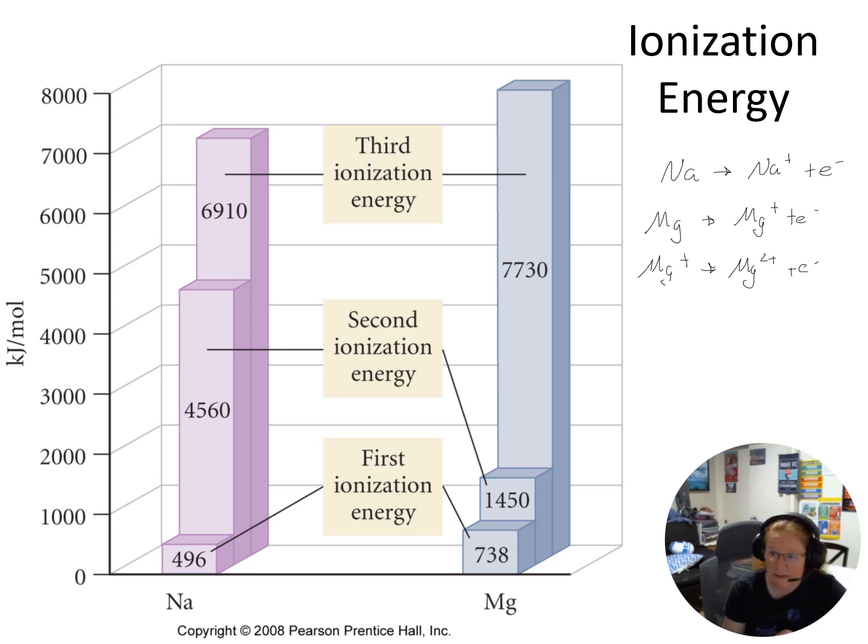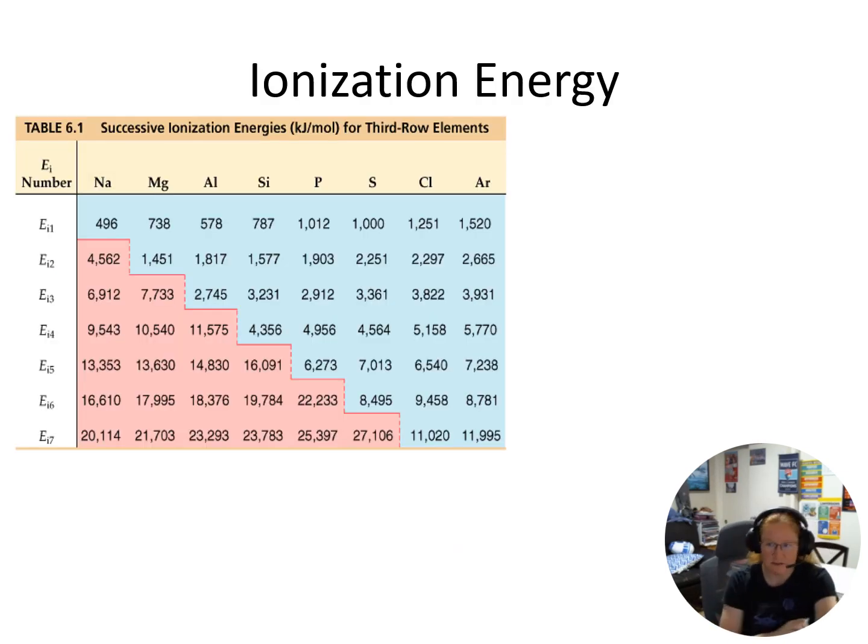The giant jump here corresponds to going from pulling off a valence electron to a core electron. So this is a valence, this is core. This is a valence electron, this is a valence electron, and this would be a core electron. So we always see a huge jump in ionization energy when we go between a valence electron and a core electron. So ionization energy is always going to increase as you pull off more electrons.